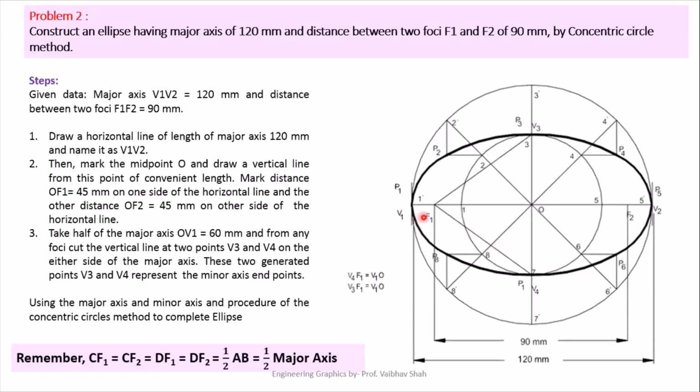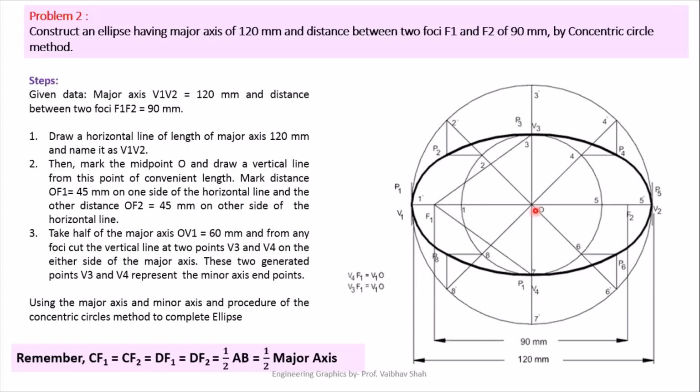So first of all, we have to draw one horizontal line of 120 mm, which is denoting its major axis, and let us give the name as V1 and V2. After that, the distance between focal points given is 90 mm. So we'll draw half of your focal length on the left hand side. 45 mm on the left hand side will be having this point F1, and 45 mm on the right hand side will be having focal point F2, and the complete distance would obviously be 90 mm between this F1 and F2.